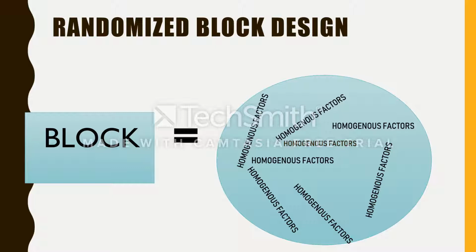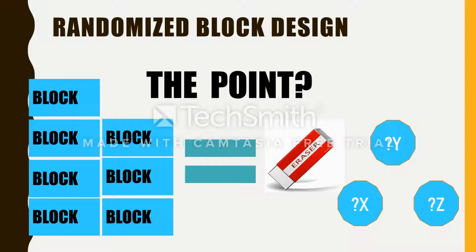That's what this slide is supposed to depict, showing that a block is just equal to a combination of homogeneous factors. Okay, so you're probably asking yourself, what is the whole purpose of using randomized block design, and what is this slide supposed to emulate?